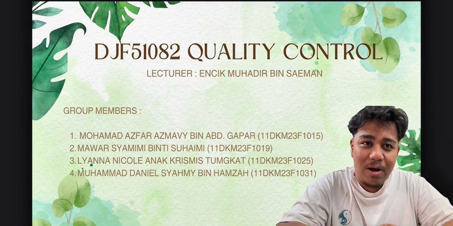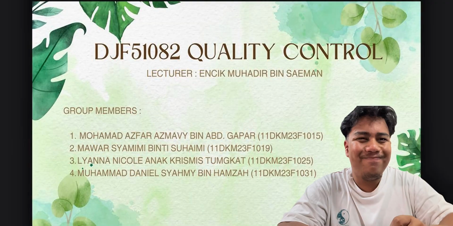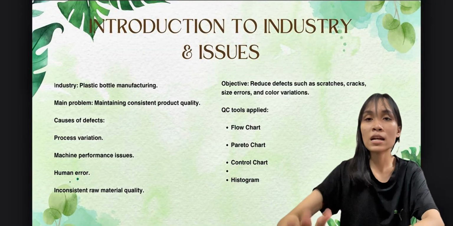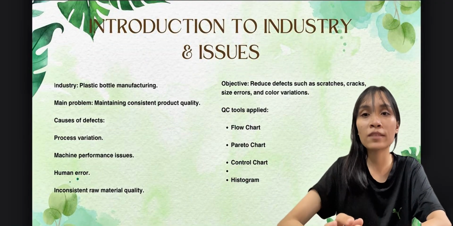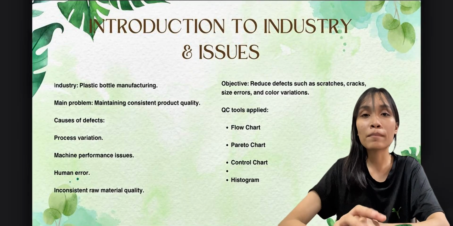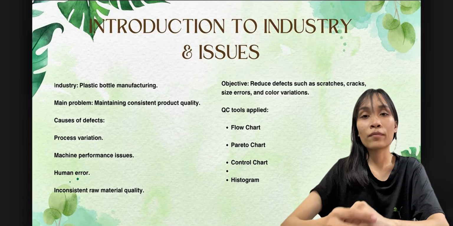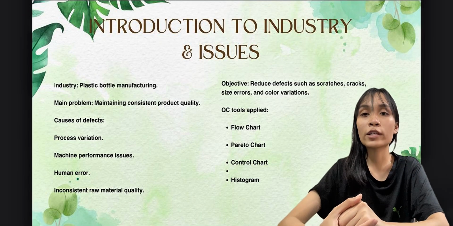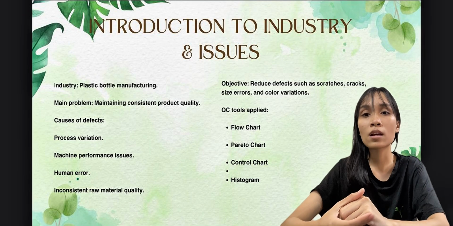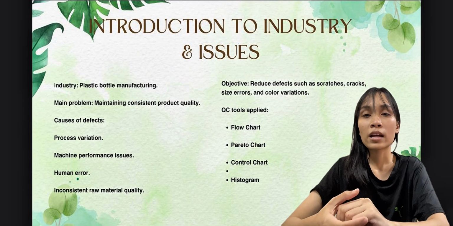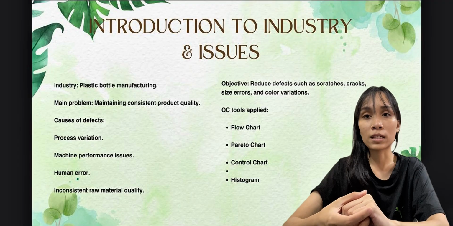Today we're going to present about quality control, case study topic 6. Our topic is the plastic bottle manufacturing industry. The main issue is maintaining consistent product quality. Defects are mainly caused by process variation, machine issues, human error, and inconsistent raw materials.